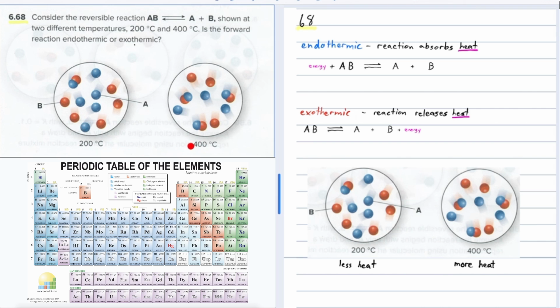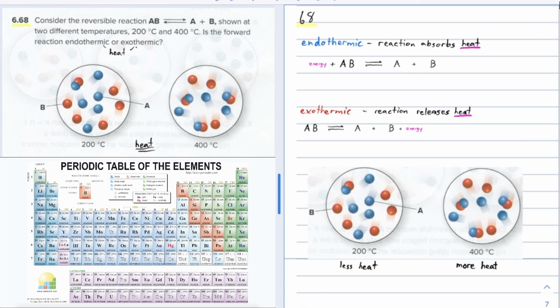And temperature has something to do with heat. I'll just write heat and underline that. And we're asked a question regarding what the reaction does under endothermic or exothermic reactions. Remember, endothermic and exothermic reactions also involve heat. Okay, let's jump over to the right and see how we do this.